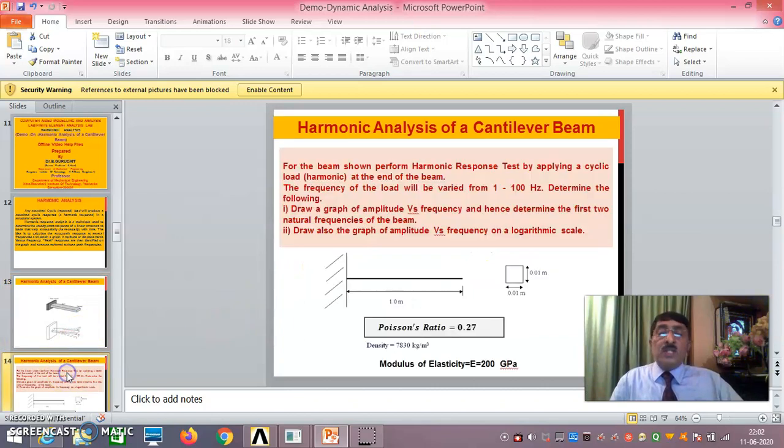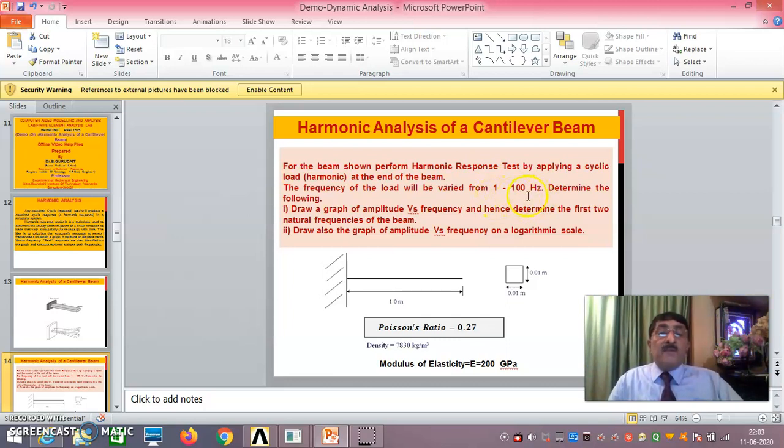Okay, now you see here, this is the problem. Now same things here. For the beam shown, perform harmonic response test by applying a cyclic load at the end of the beam. The frequency of the load will be varied from 1 to 100 hertz only. The load may be 100 newtons. It will be varied from 1 to 100, means I'll apply 1 hertz, 2 hertz, 3 hertz, 4 hertz, 5 hertz, 6 hertz, 7 hertz, up to 100 hertz.